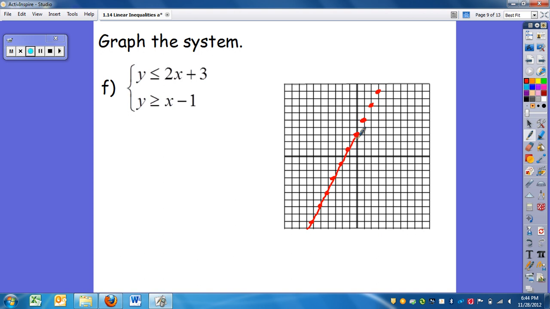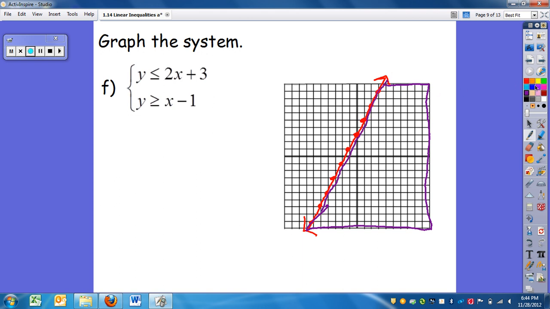Now instead of shading the side of the line that you want, what I recommend is outlining. So if you have colored pencils or markers to use this, y is less than, which is this side of the line, so I am just going to outline it in a color. What side would be shaded all the way along the line.